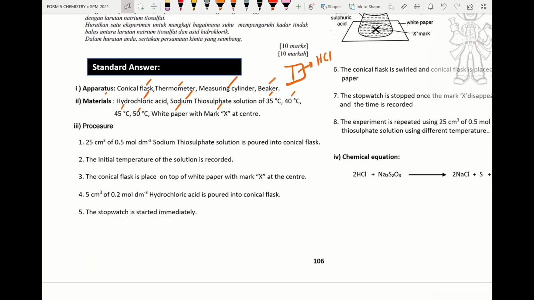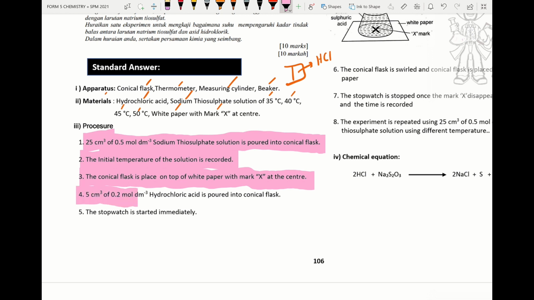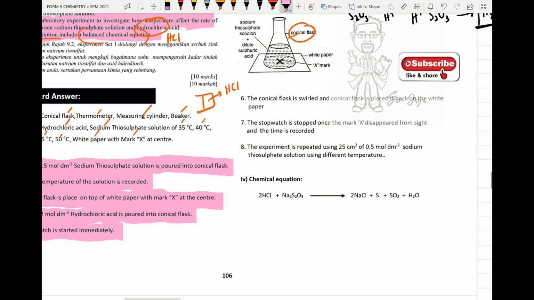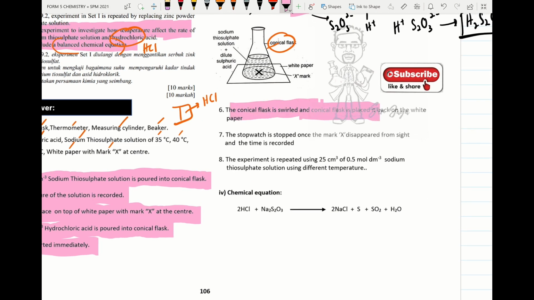All this is material. Procedure: we measure 25 cm³ of 0.5 mol dm⁻³ sodium thiosulfate and pour it into a conical flask. The initial temperature of the solution is recorded. The conical flask is placed on top of the white paper with mark X at the center. 5 cm³ of 0.2 mol dm⁻³ hydrochloric acid is measured and poured into the conical flask. We must start the stopwatch immediately. The conical flask is swirled and placed back on the white paper. The stopwatch is stopped once the X mark disappears from sight and the time is recorded.